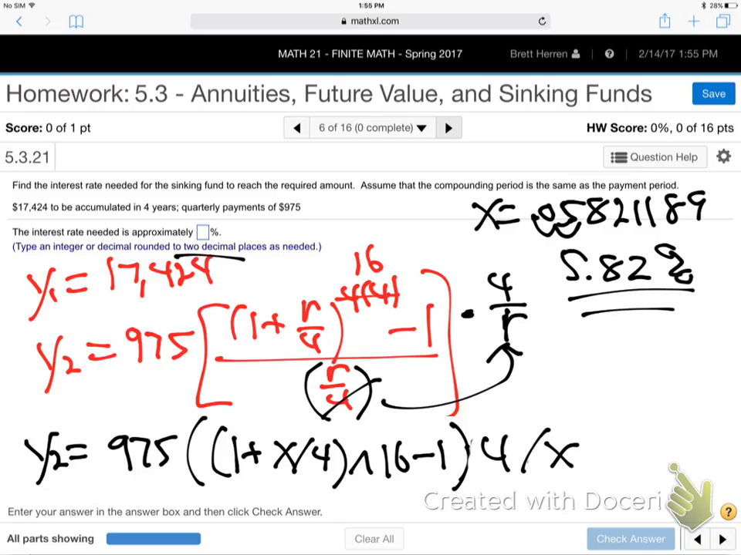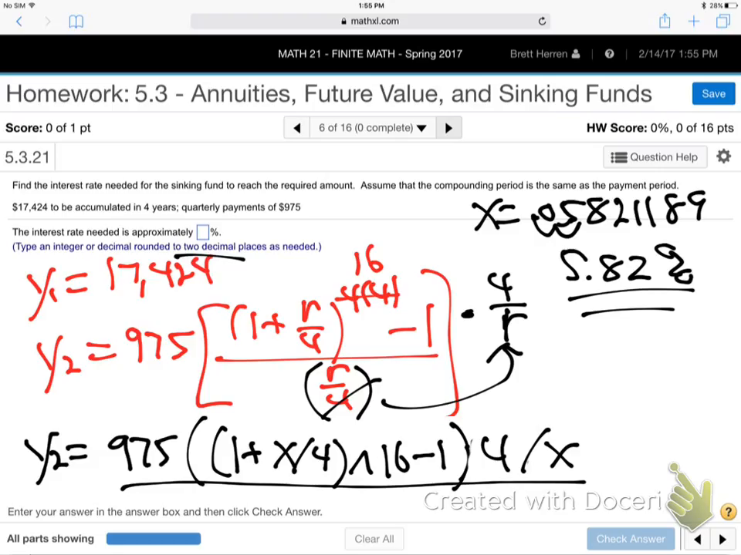So like if you're an investor, this would be a very practical question, wouldn't it? You're like, hey, what kind of interest rate do I need? What kind of investment payoff do I need if I want to be able to make payments of $975 and have it turned into $17,424 after 4 years? You need to hit 5.82% or better. That's what we just solved. So is there a question about how to enter it in the calculator? Here's exactly what you want to put in for Y2. Just like that.